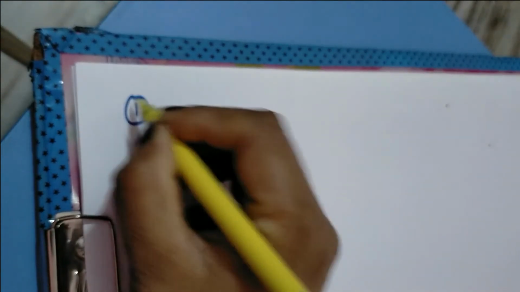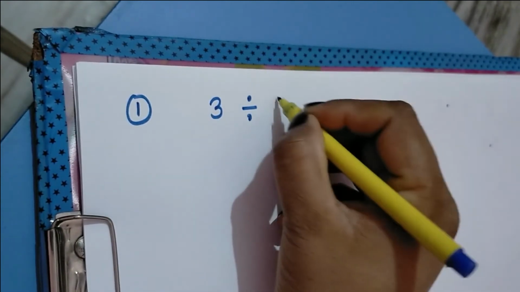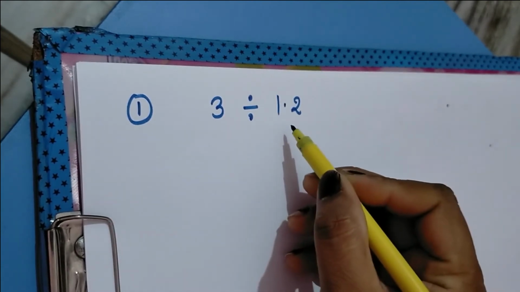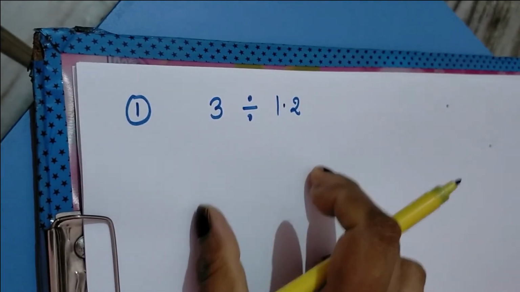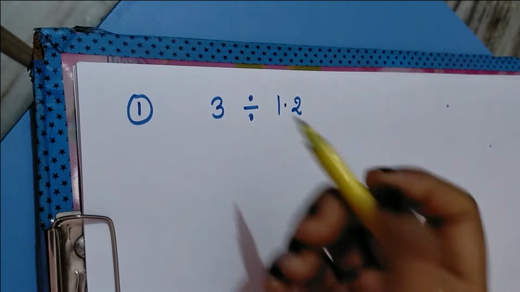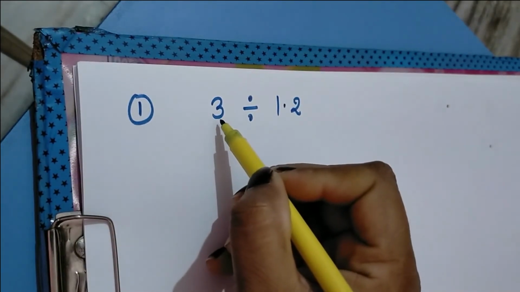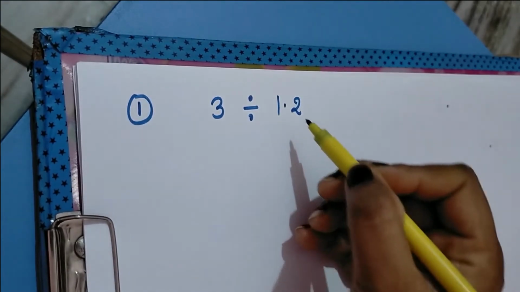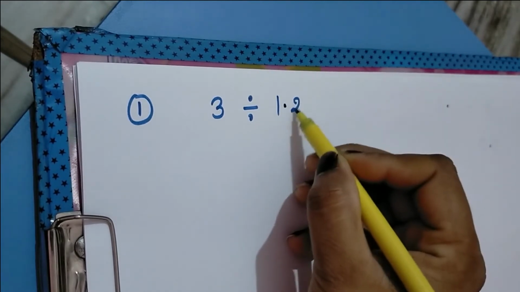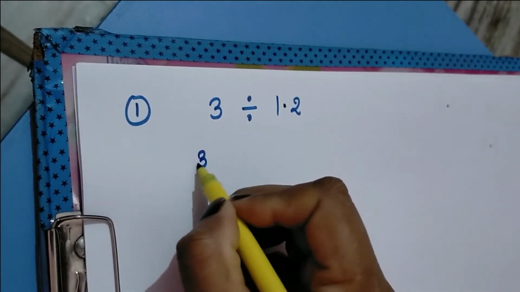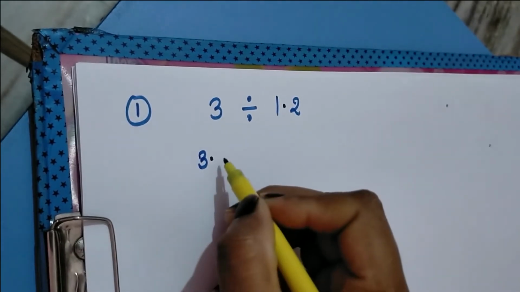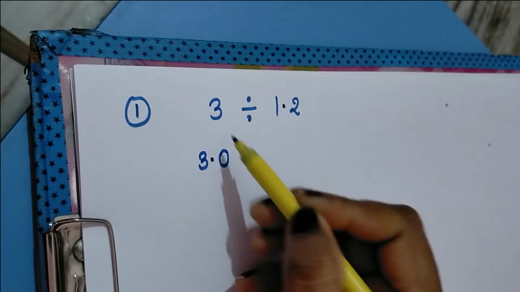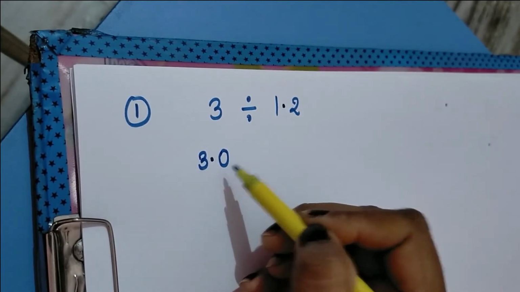Our first question is 3 divided by 1.2. Here 3 is a whole number which is divided by the decimal number 1.2. Now before going for the actual division process, we need to convert this whole number into a decimal number. So we will convert this 3 according to this 1.2. Here you can see that after the decimal point we have one digit. So when we convert this 3, we will put one digit after the decimal point. So now 3 can be represented by 3.0. 3 is converted into the decimal number 3.0 here.